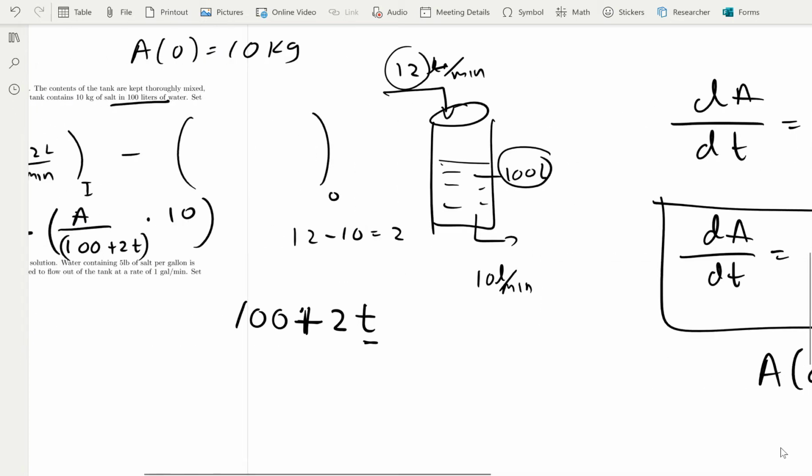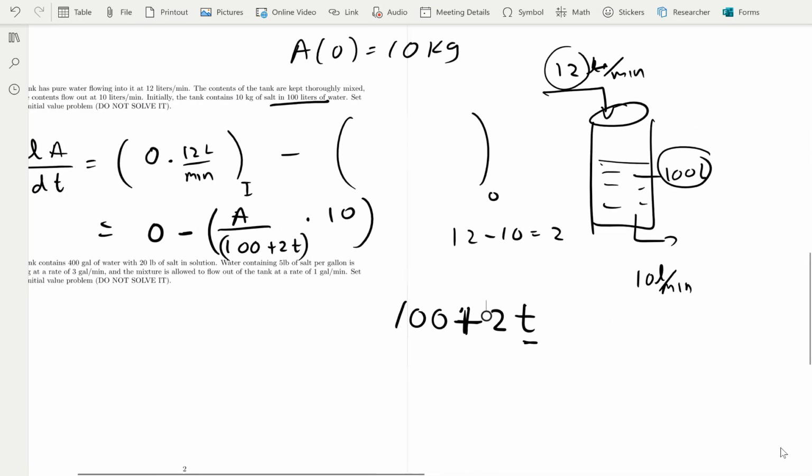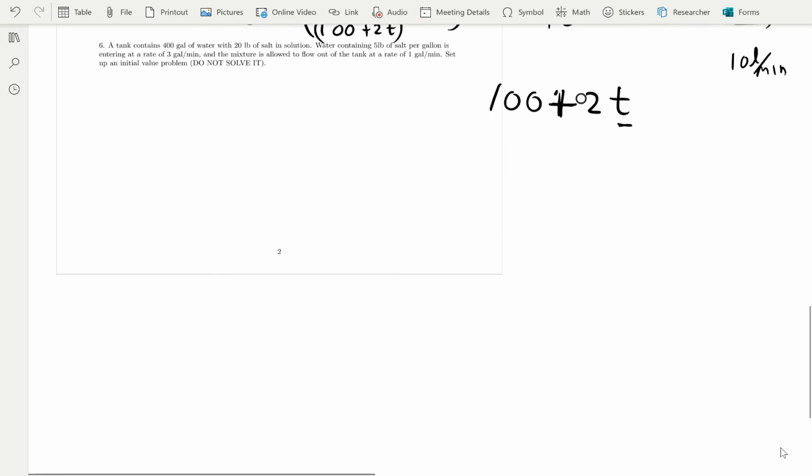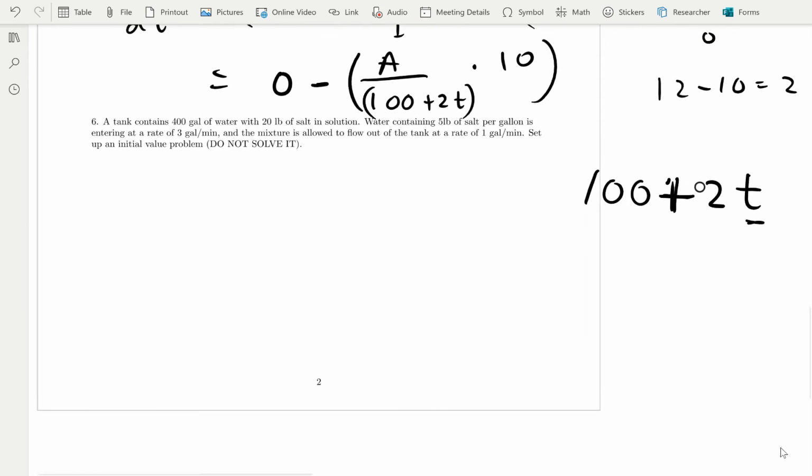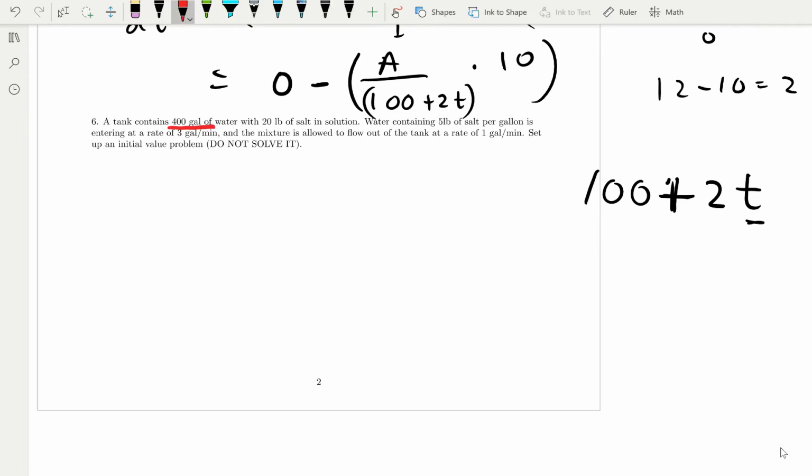Okay, let's look at another problem. The sixth one. You don't need to solve this one. I don't expect you to solve this one. Just set up the differential equation correctly because it's a special case. A tank contains 400 gallons of water. So 400 gallons of water, that's the volume. Okay, so 400 gallons of water with 200 pounds of salt in the solution. So that's the initial amount of salt, 200 pounds. Okay, water containing 5 pounds of salt per gallon is entering.